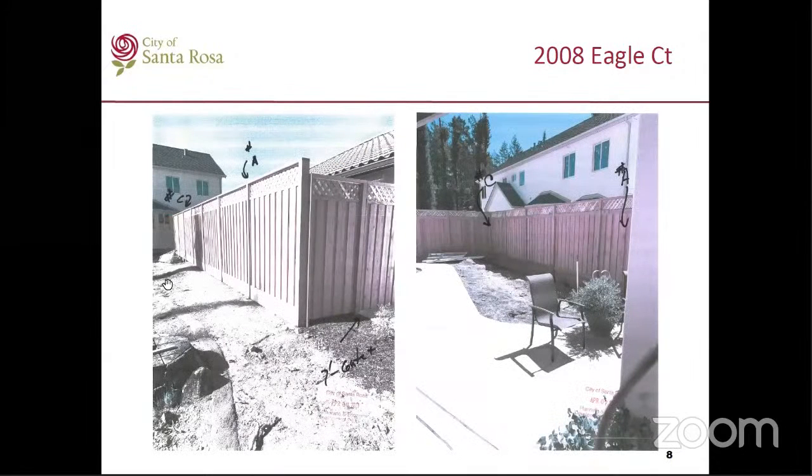This is another picture. In the back here, as you can see, it is like a slope, and the fence has to be measured from the natural grade. That's why the fence is being measured at more than 8 feet, 9 to 10.